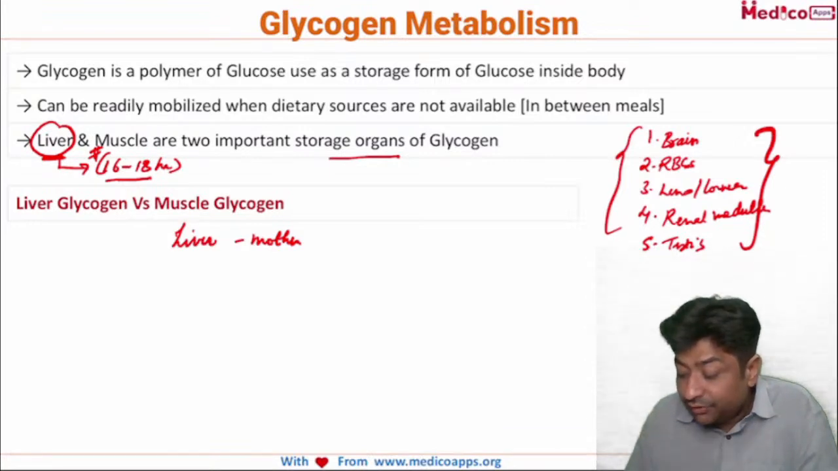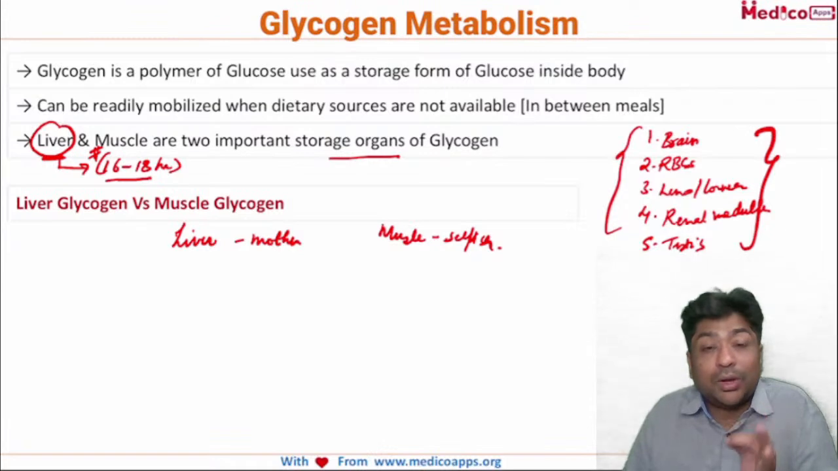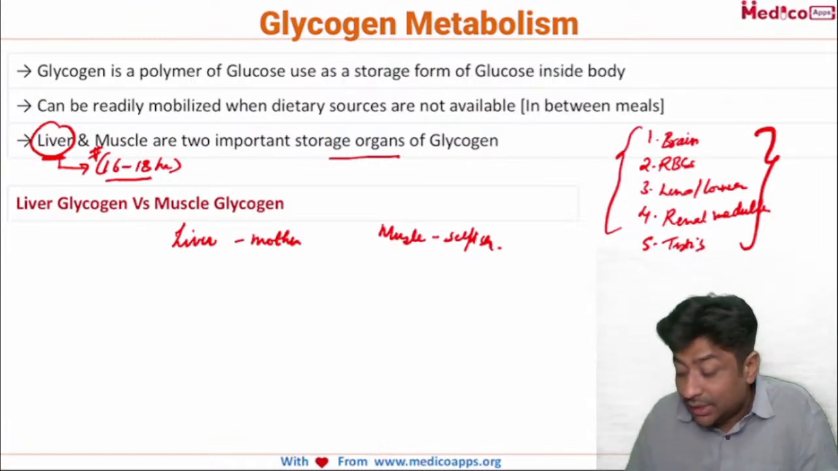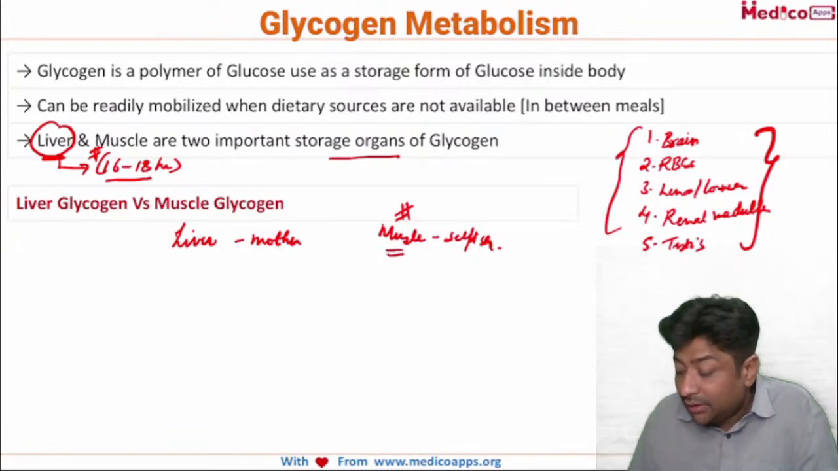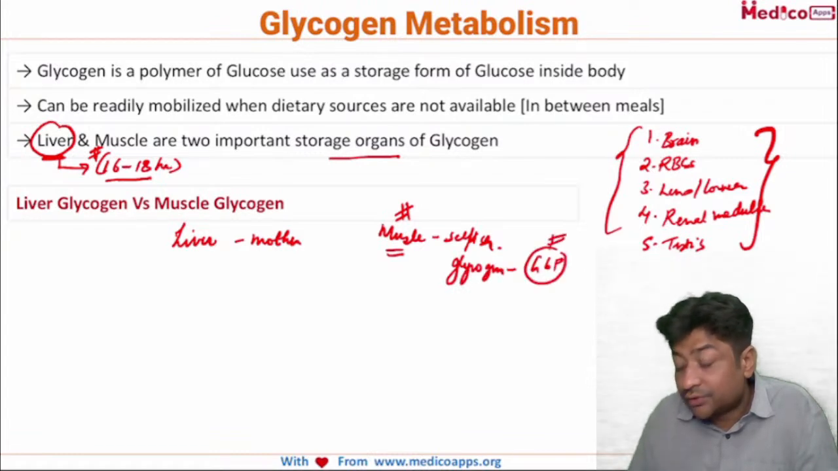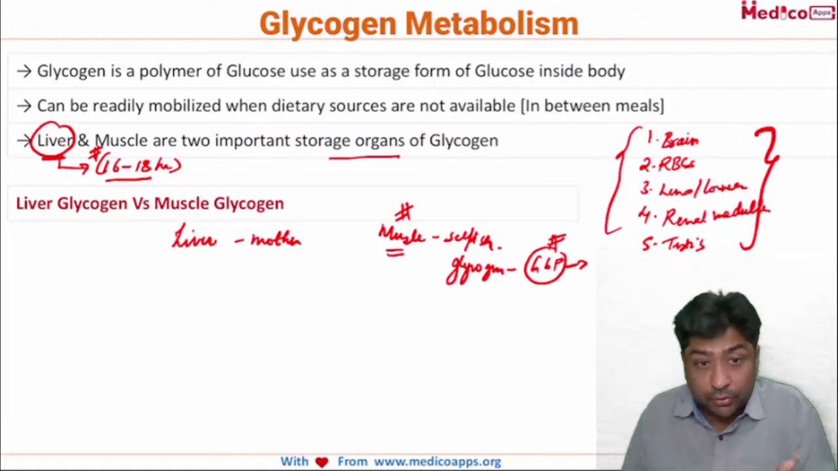Whereas muscle is very selfish. Whatever glycogen is stored in the muscle, the muscle will use only by itself. It will not give it to the entire body, because muscle will convert glycogen into glucose 6 phosphate, and we know that glucose 6 phosphate cannot exit the cell, and that is why it is used only by itself.